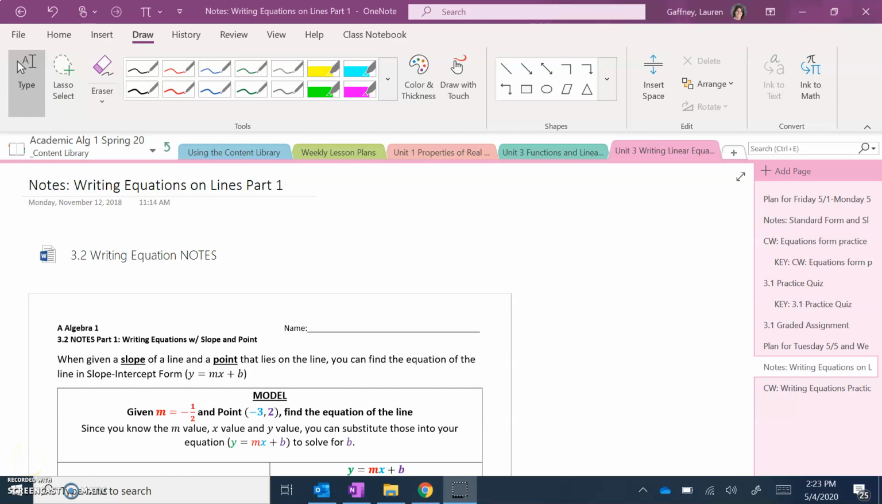Hi guys, this next section is the beginning of 3.2. 3.2 is going to have two parts to it though. So you'll do the first part across today and tomorrow, and then you do the second part at the end of the week. The graded assignment will be at the end of the week.